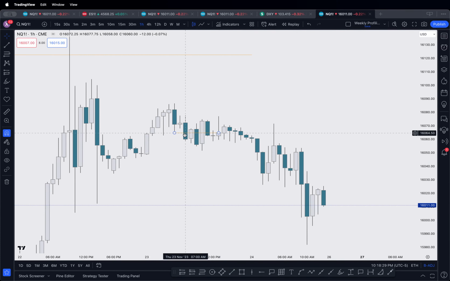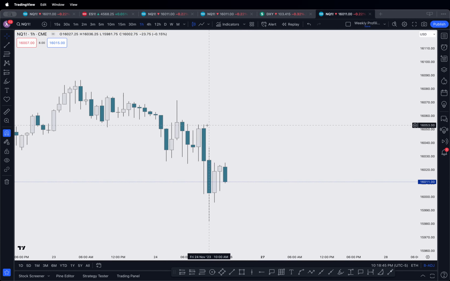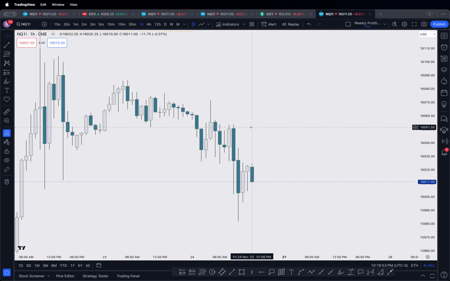Are you going to trade it? No, of course not. So do we get a market structure shift until, what time is this? Let's see. Friday at 2 a.m. or Friday at 1 a.m. we get our market structure shift. So you could have traded today, right? But it was a short day, correct? So would you trade Friday? No, right? Because it was a short day.